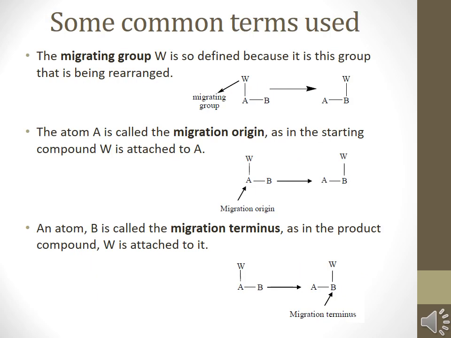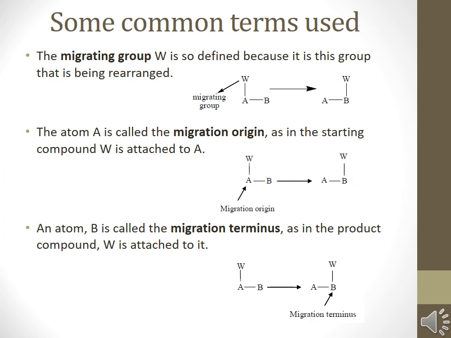Now let us learn about some most common terms used in rearrangement. The first term that we will learn is the migrating group. Here in the example given in this slide, it is shown that W is marked as the migrating group because it is that group or atom which migrates during the course of the reaction and is being rearranged.